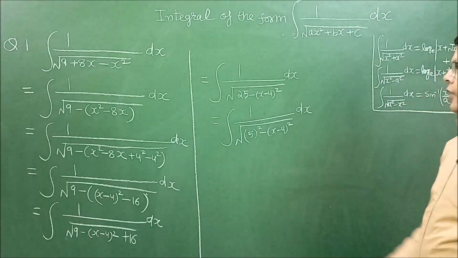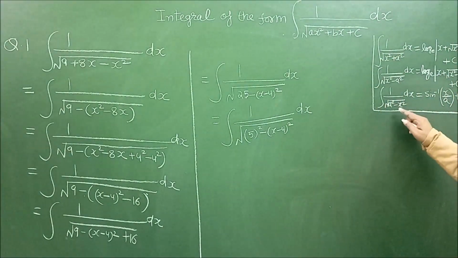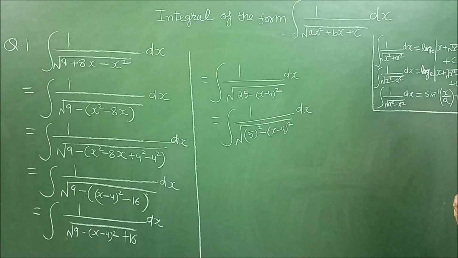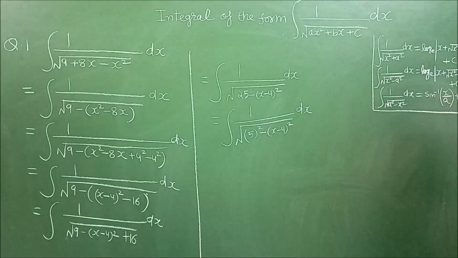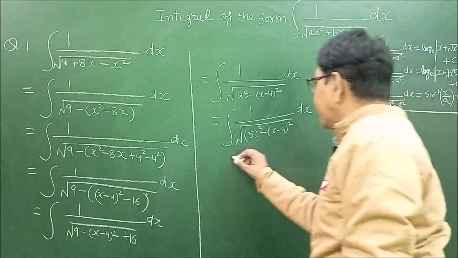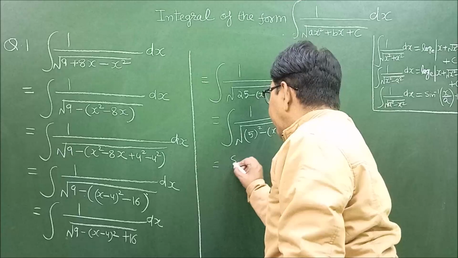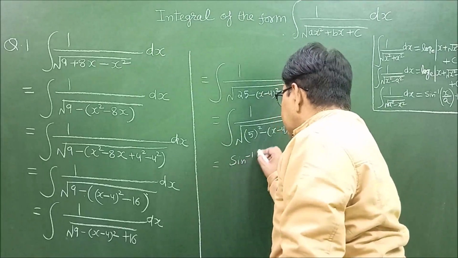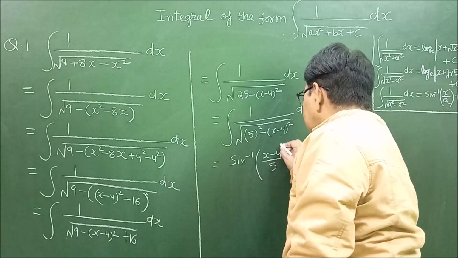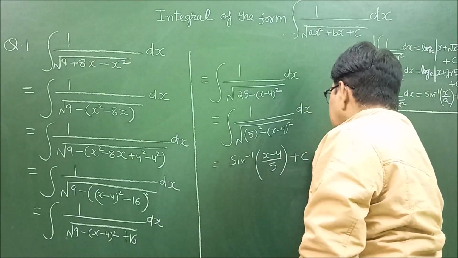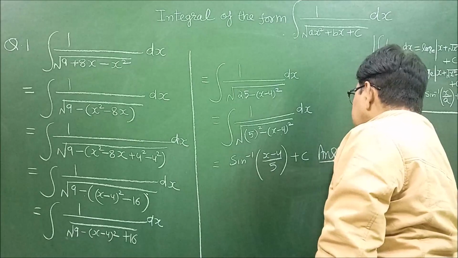Now this integral is in the form 1/√(a² − x²) dx. So this is equal to sine inverse x upon a. So we can write this is equal to sine inverse of (x − 4) upon 5 plus c. So this is the final answer of this question.